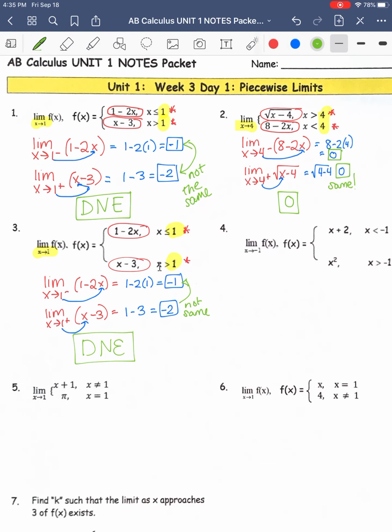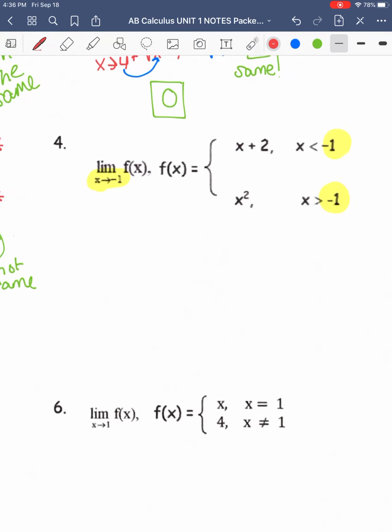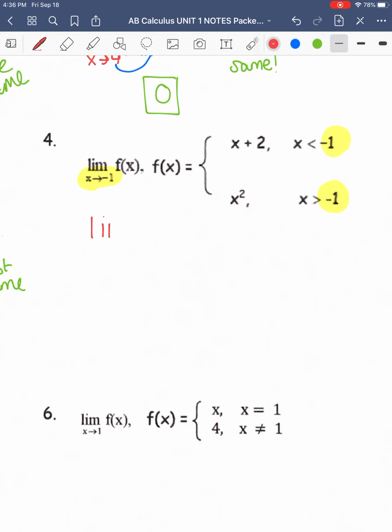Okay, and you can pause the video if you need to go slower. Let's take a look at problem number 4, and you might guess it's the same idea. X is approaching -1, and notice that's where my piecewise function is splitting. And so I'm going to have to find my limit as x approaches -1 from the left, and the limit as x approaches -1 from the right. Make sure you're using good notation as you take your notes.